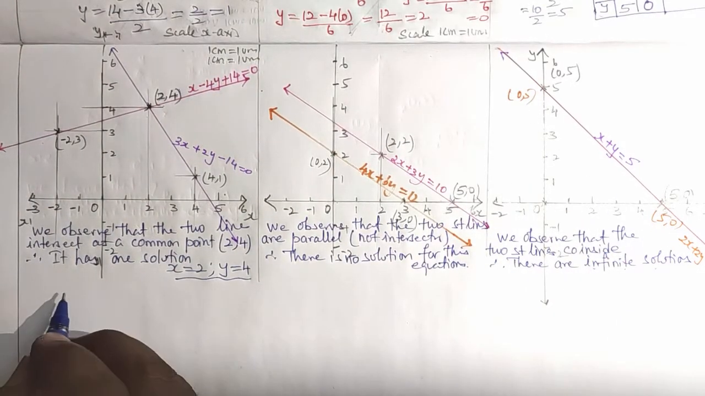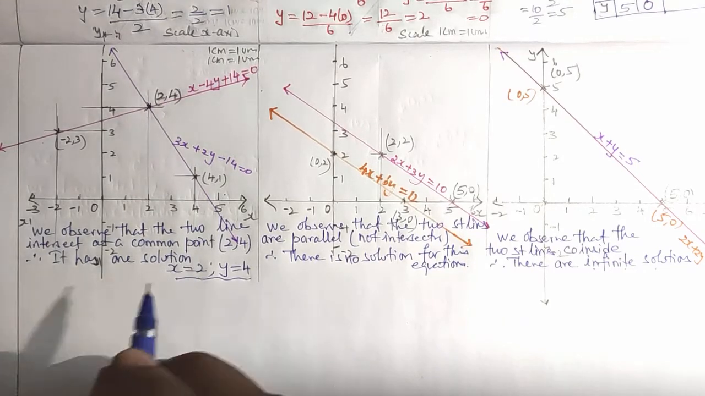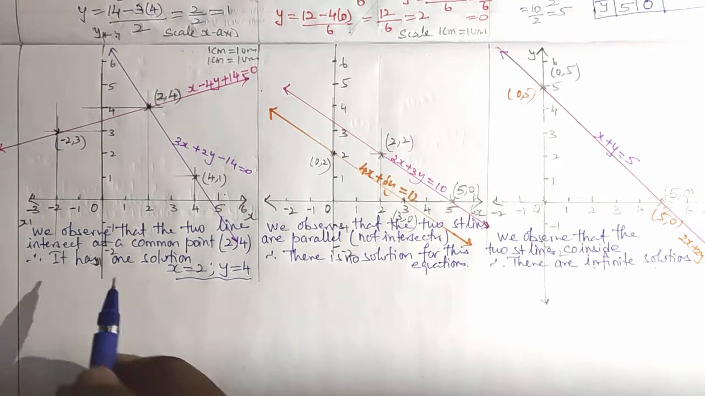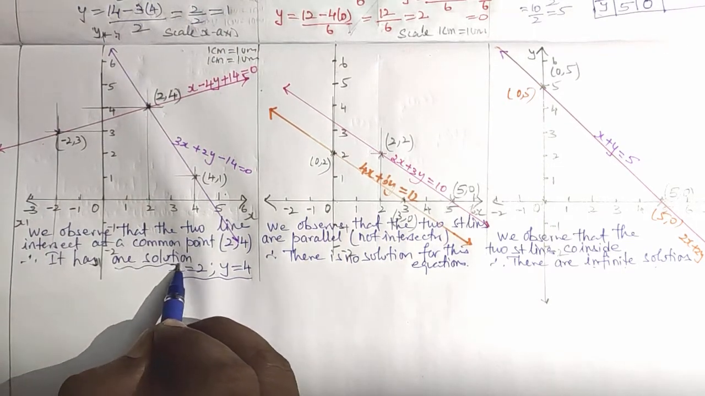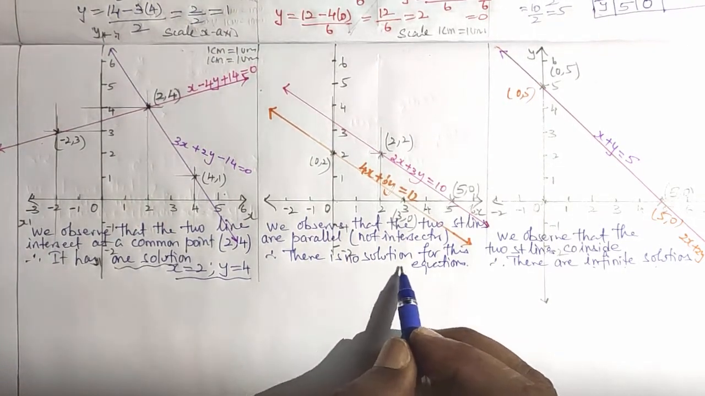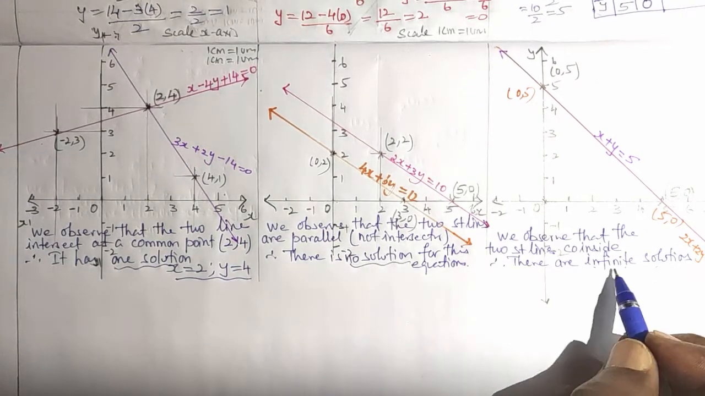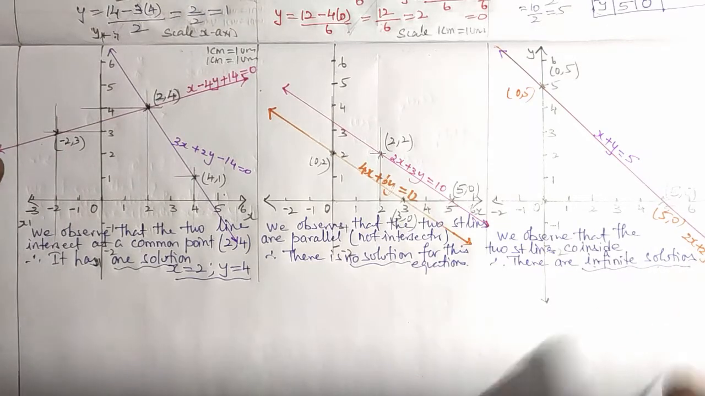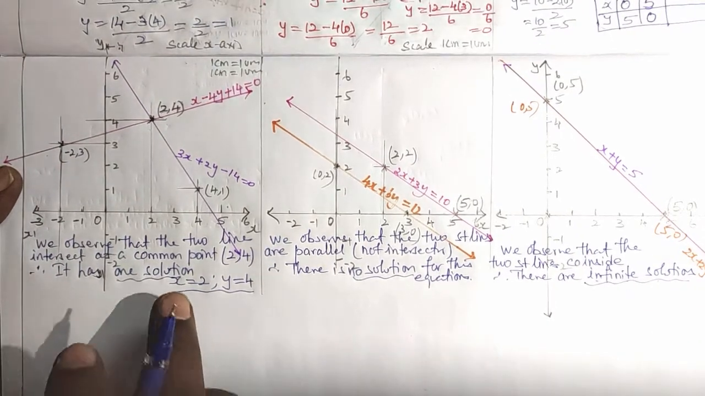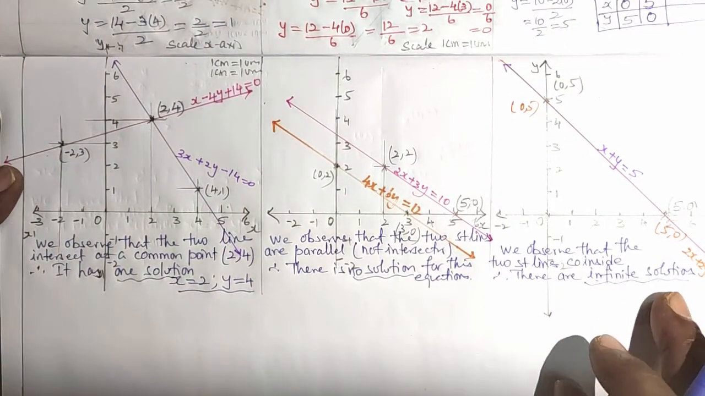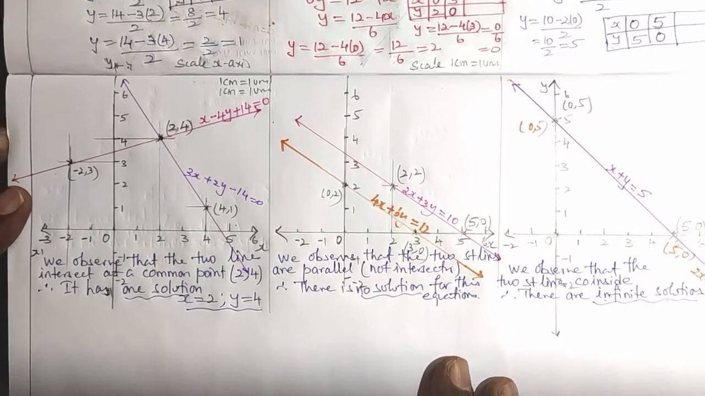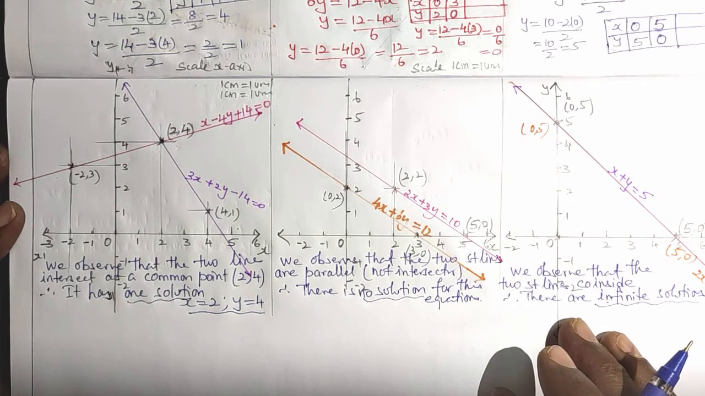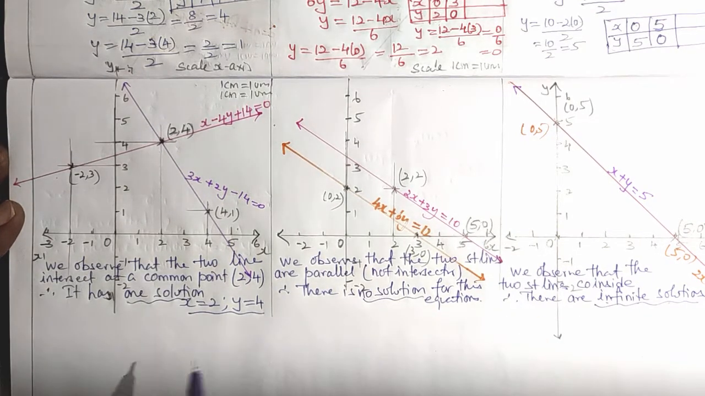Therefore we say that for a pair of linear equations in 2 variables, in some cases we can have one solution, in some cases we have no solution, and in some cases we have infinite solutions. So how to understand this? One solution, no solution and infinite solutions. Now I will explain, taking the general form of the pair of linear equations.